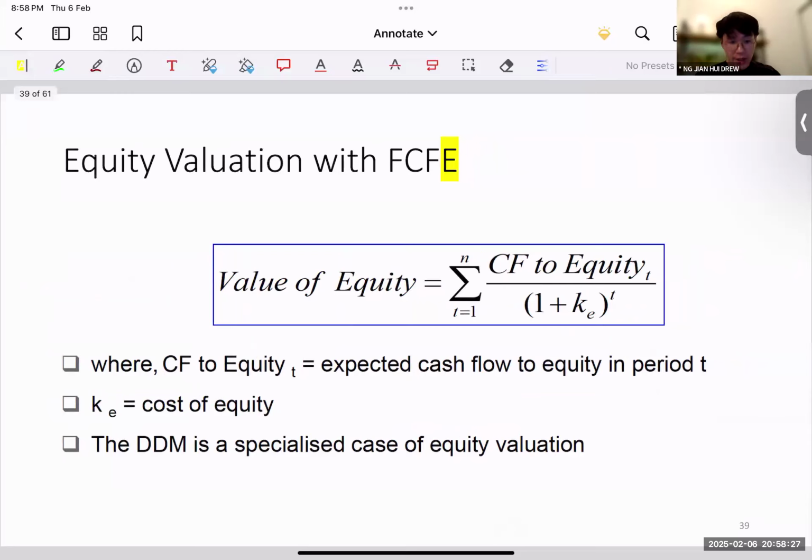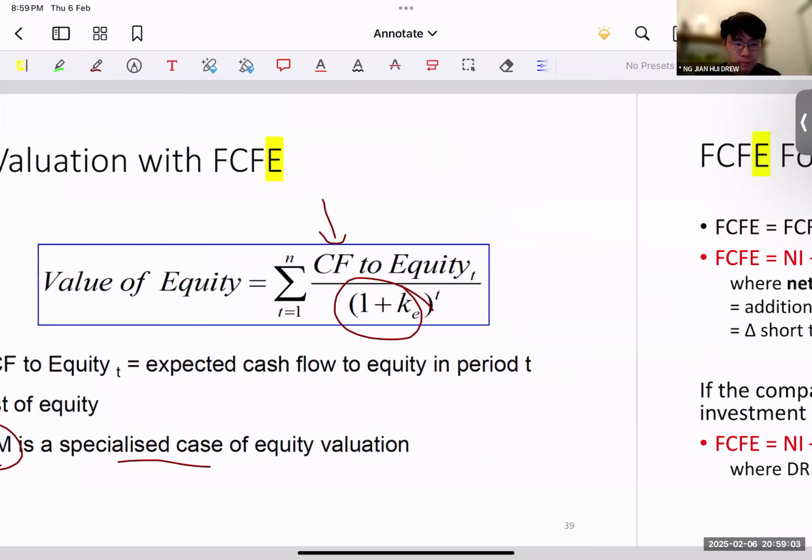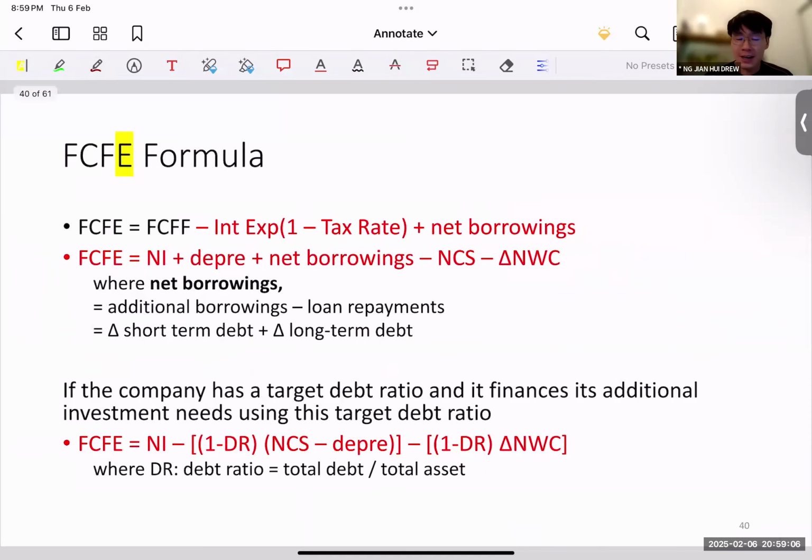Okay. So this is just a more mathematical formula. We have the cash flows that we talk about, and then we discount them at the cost of equity, and then we discount it back. Just something to take note of, your DDM, your discounted cash flow, is kind of a specialized case of equity valuation. It's basically the same thing, right? Your FCFE and DDM are kind of using your discounting impact on the cost of equity.